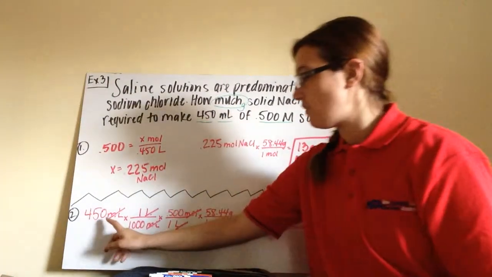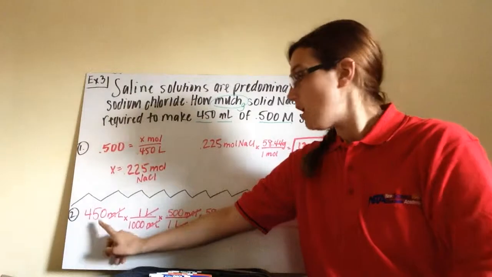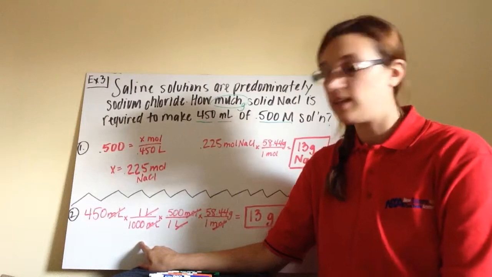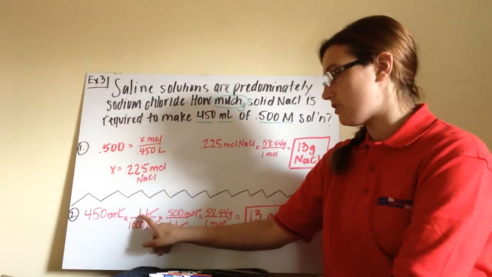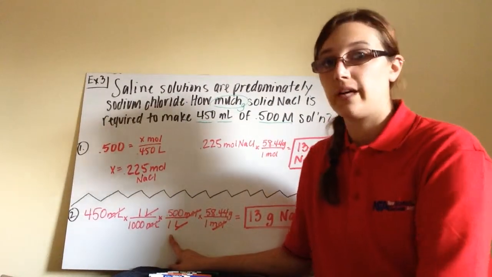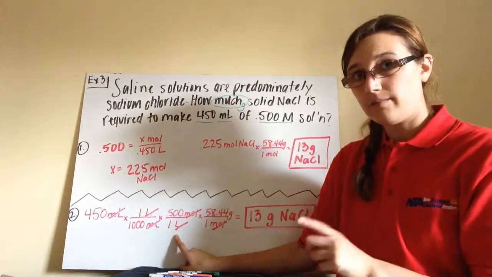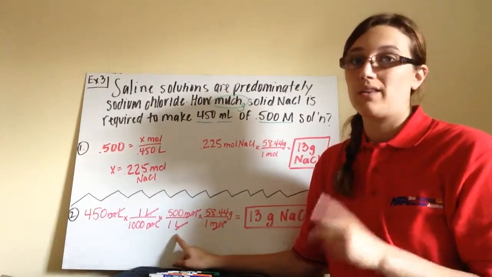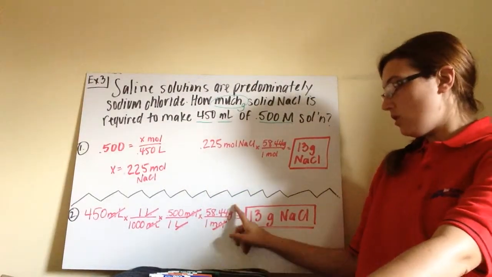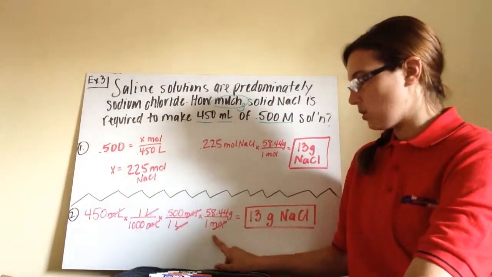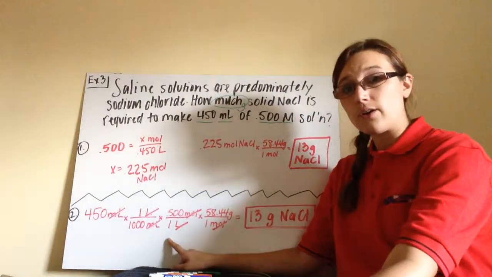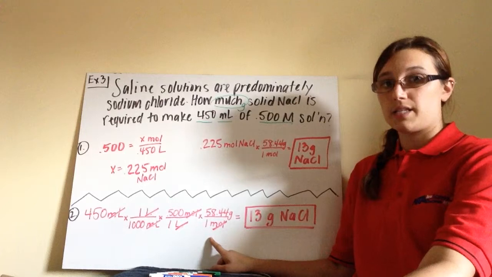So I'm going to start with my given volume, 450 milliliters. I'm going to go from milliliters to liters. Remember, 1,000 milliliters in 1 liter. That cancels out my milliliters. Now I'm at liters. I can convert from liters to moles using molarity. So I go for every 1 liter, remember your "for every" is always 1 liter. For every 1 liter we have 0.5 moles. And then for every 1 mole we have 58.44 grams. We're using molar mass. So as we went through here, we converted our volume to liters, used molarity to go to moles, and then used molar mass to get to grams.